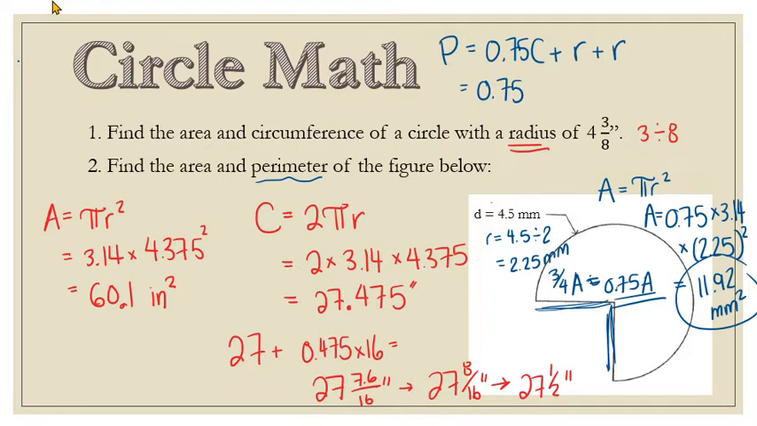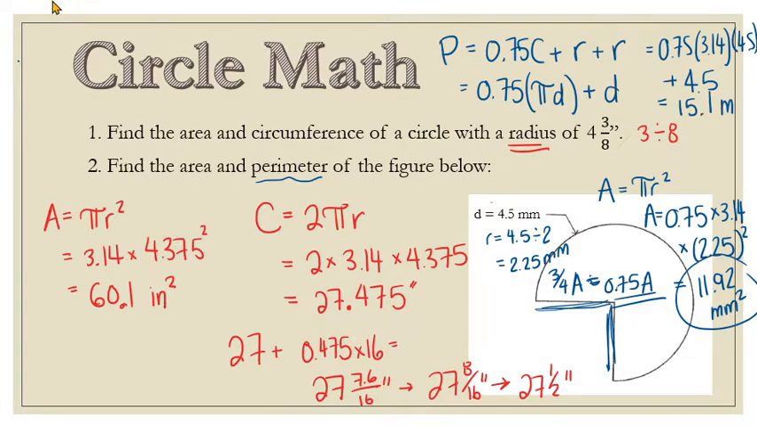0.75 times, and let's think of the formula, pi d for circumference plus a diameter. Excellent. Equals 0.75 times 3.14 times 4.5, and then we're going to add whatever we get from that to 4.5, which is 2 radiuses. We do all that math, and we should end up at about 15.1 millimeters.